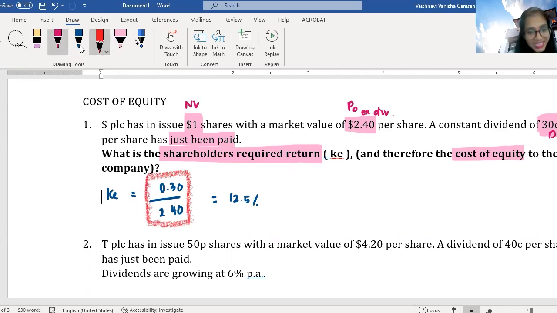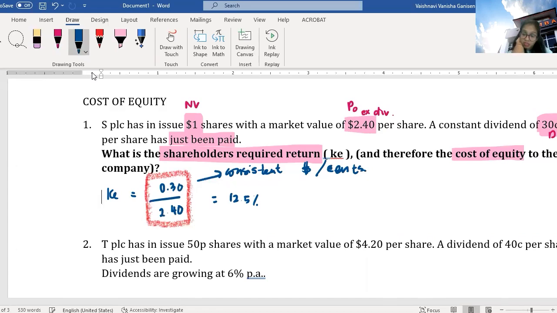Guys, I just want to remind you about one thing here. It has to be consistent, either in dollars or in cents. If you don't ensure it's consistent, you are going to make a mistake and get a wrong answer.